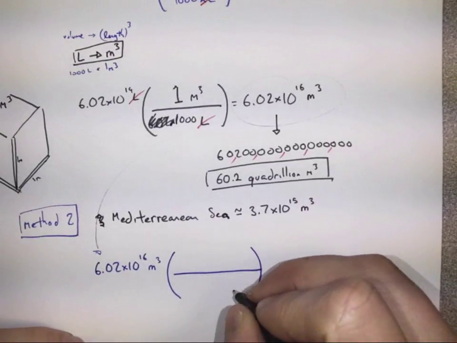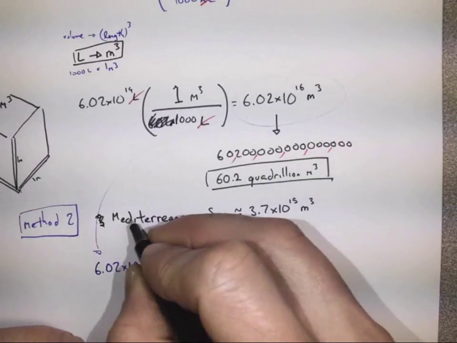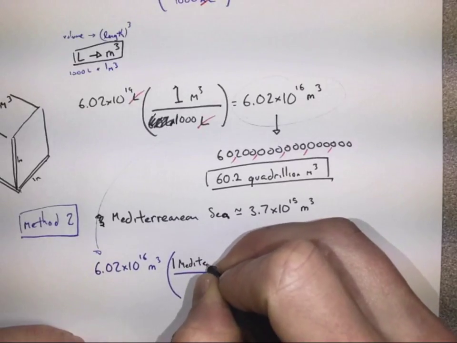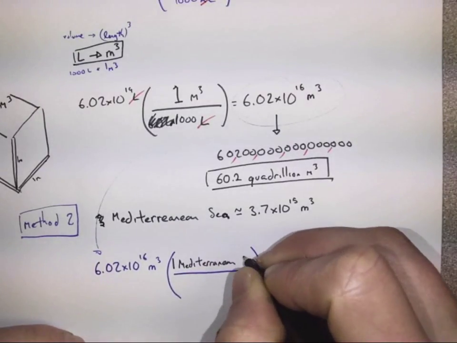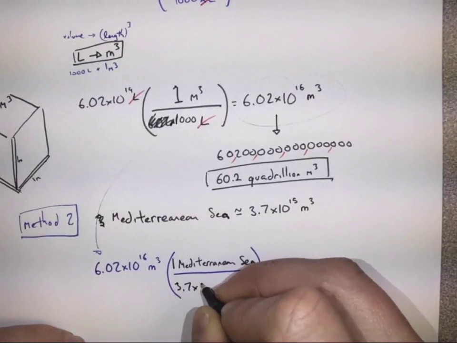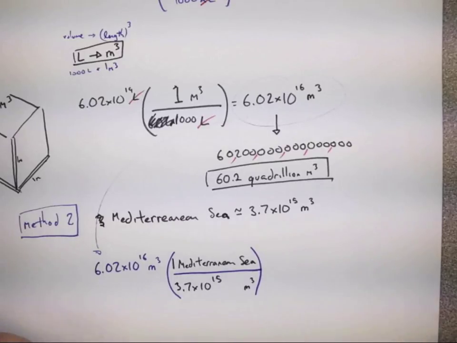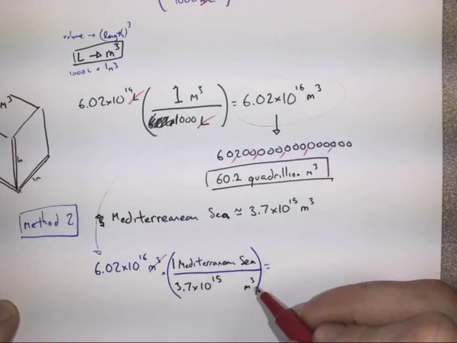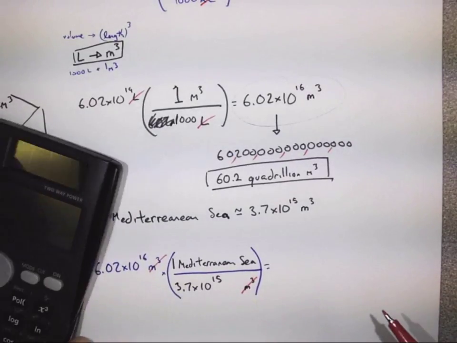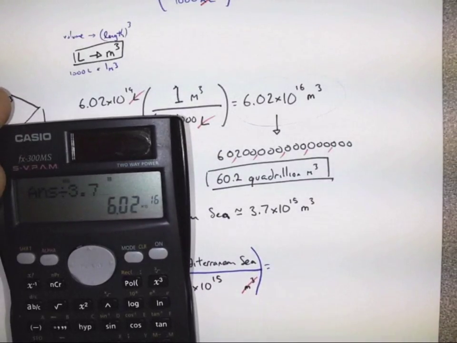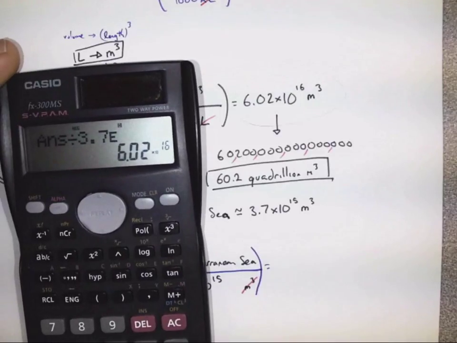So I know that I want to cancel out meters cubed. And we're going to convert it into units of the Mediterranean Sea. So 1 Mediterranean Sea is equal to approximately 3.7 times 10 to the 15 cubic meters. Okay, and now when I do this multiplication, my meters cubed cancel out. And now I'm going to take my value, 6.02 times 10 to the 16, and divide it by 3.7 times 10 to the 15.